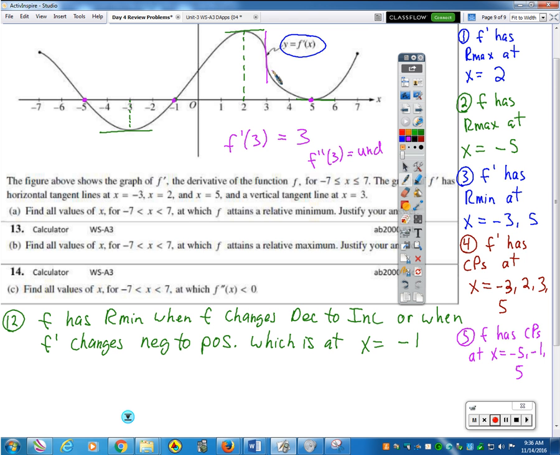However, here's f prime. f prime is positive, positive, positive, positive, positive. Now f prime is positive, positive, positive again. So f prime never changed from being positive. f never changed from being increasing. f just always was increasing. So that's why f doesn't have a relative min or relative max. Okay. Good question.